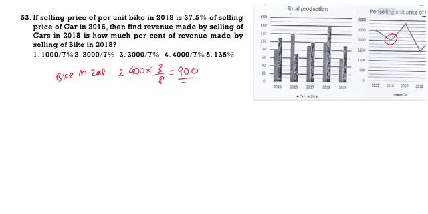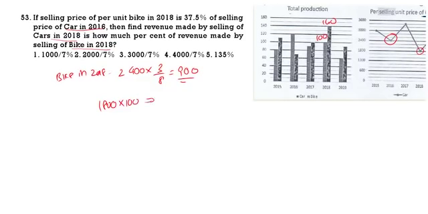Now revenue of car in 2016. In 2016 the cars are 120. Find the revenue made by cars in 2018. Cars in 2018, 100, is what percent of the revenue made by bikes in 2018? That is 140. Now cars revenue in 2018. This is 1800. So 1800 into 100.